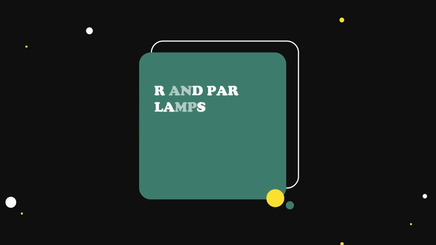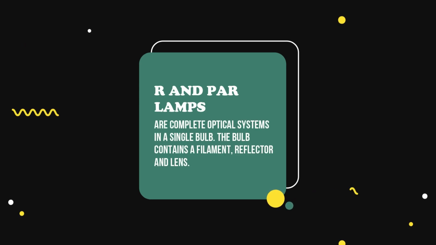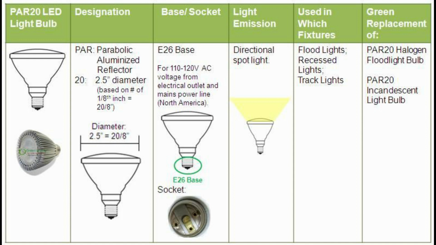R and PAR lamps are a complete optical system in a single bulb. The bulb contains a filament, reflector, and lens. R bulbs are lamps that have wide flood beam angles, which provide more than a 45-degree or typically 120-degree angle when lighting an area, while PAR bulbs are lamps that have spotlight features, which provide a beam spread that is commonly lower than 45-degree, and it's best for outdoor security lighting.